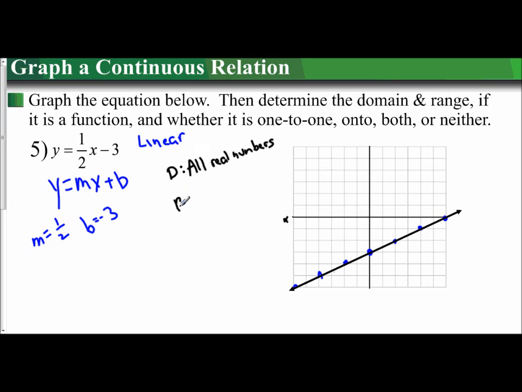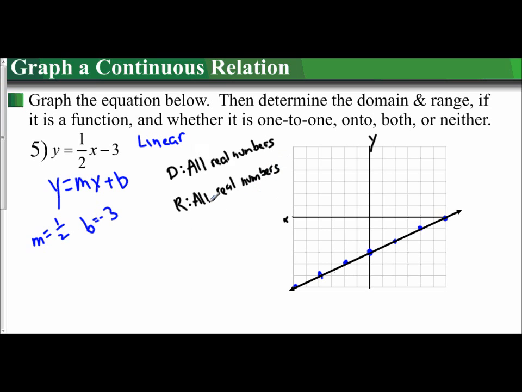My range is the y movement, the up and down movement of our graph. So these arrows are pointing up, and it's going to continue to go up, following that slope of 1/2, 1/2, 1/2 all the way up. Same thing, it's going to follow that slope all the way down. So there's no limit for our y values as well. So all real numbers.